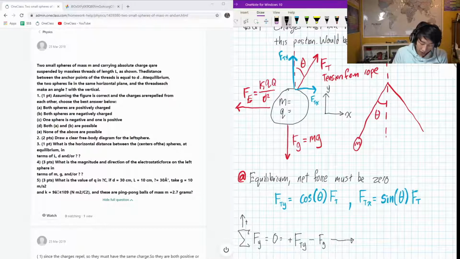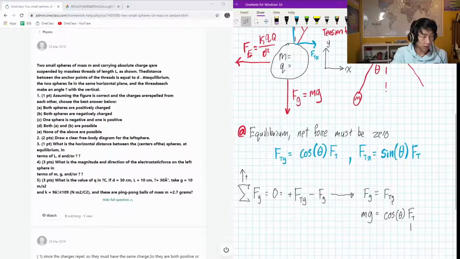With some algebra, we can see that if we bring minus Fg to the other side, we're going to have Fg is equal to Fty. And we can see that Fg is going to be mass times gravity. That's just going to be equal to cosine of theta multiplied by the force of tension, the total force of tension. That's the diagonal one that we have here. Cool. So this is one step.